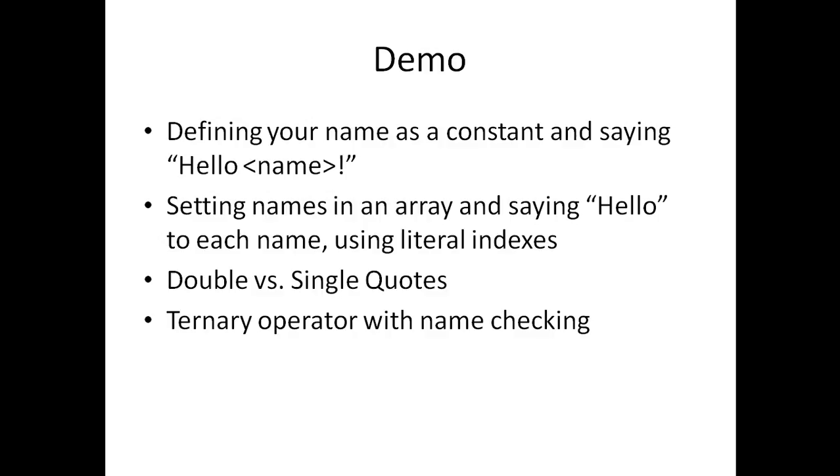So for the demo, we're going to define your name as a constant and say hello name, where name obviously is the constant, so it should say hello and your name. Setting names in an array and saying hello to each name using literal indexes. I might just do maybe 3. We'll get to looping through the array later.